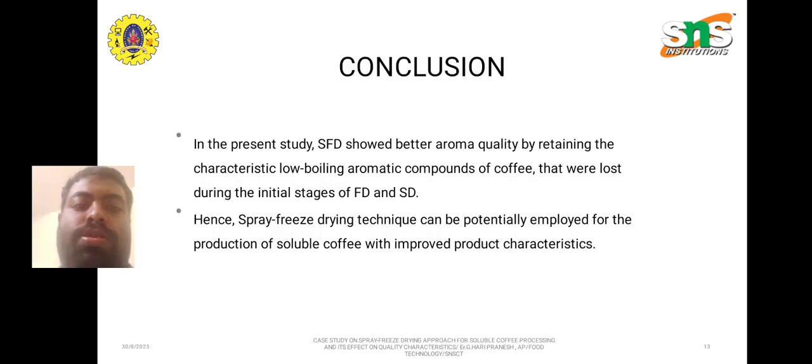Conclusion. The present study shows that spray freeze drying gives better aroma quality by retaining the characteristic low boiling aromatic compounds of coffee that were lost during the initial stages of freeze drying and spray drying. Hence, SFD, spray freeze drying, can potentially be employed for the production of soluble coffee with improved product characteristics.